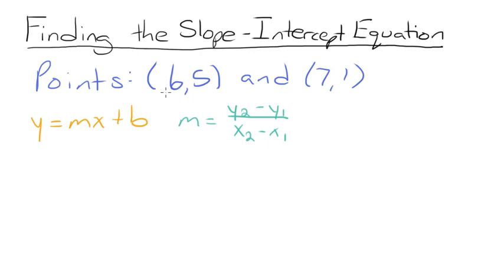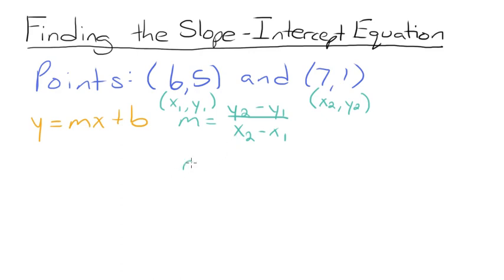Let's use the point (6, 5) as x1, y1, and the point (7, 1) as x2, y2. If you switched the points and said that (6, 5) was x2, y2, and (7, 1) was x1, y1, that would also be okay. You'll get the same slope value either way. So now we're going to plug in our values into our slope formula and solve for our slope.